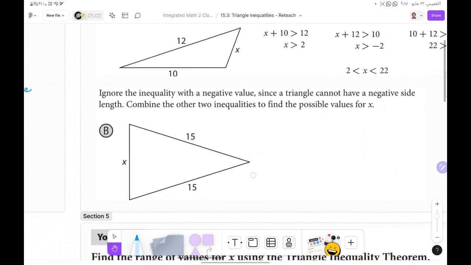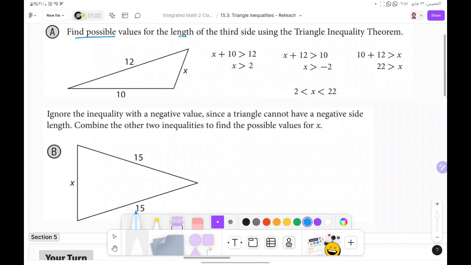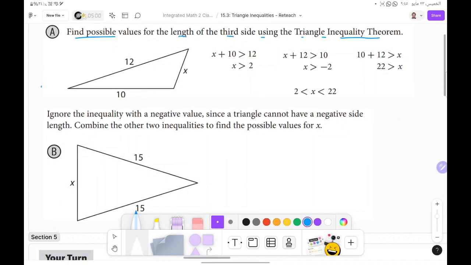Makes sense to you. Now let's have a look at this question. Find the possible values of the length of the third side using the triangle inequality theorem. As you can see, we have this triangle. The first thing, you have to take each two sides greater than the third side, as we learned. So let's take x plus 10. x plus 10 is greater than the third side. So solve this: minus 10, minus 10. We cancel this out, so x is greater than 2.